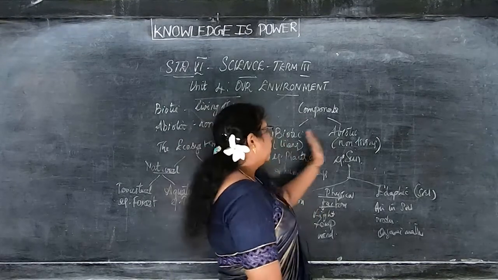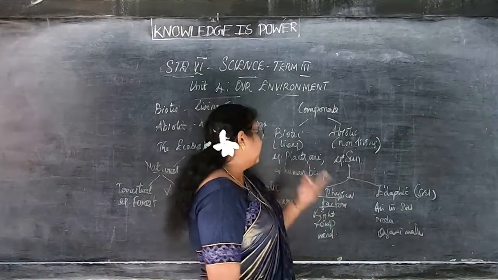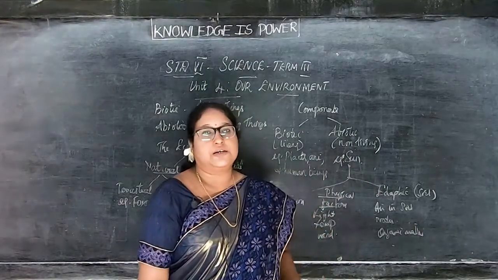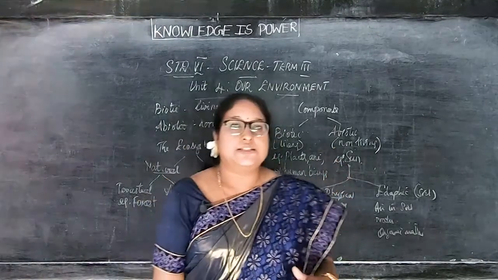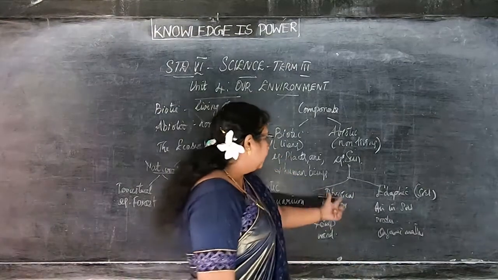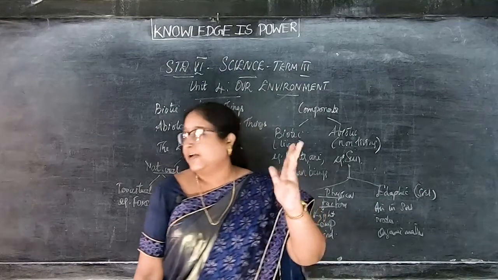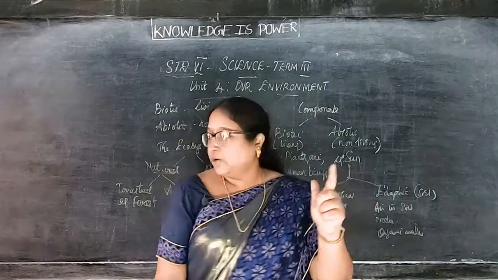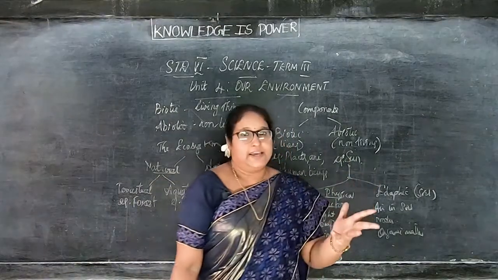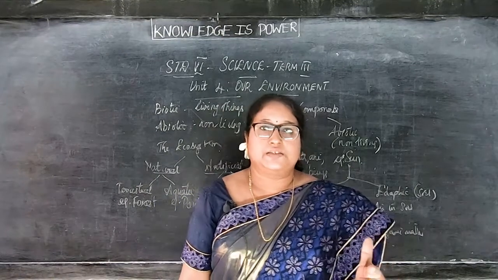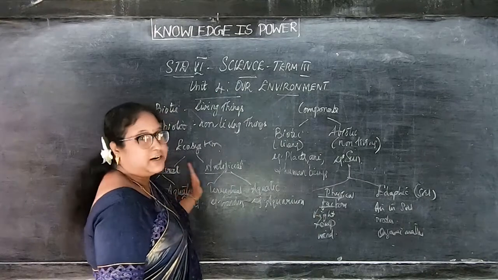If you see both biotic and abiotic, biotic I said is living, abiotic is non-living. In the biotic you have plants, animals, human beings. And abiotic, for example, sun, water, air. Now in the physical factors you can take light, temperature, then wind. If you take edaphic, that is soil, air, water, organic matter in the soil. Now you understand, children.